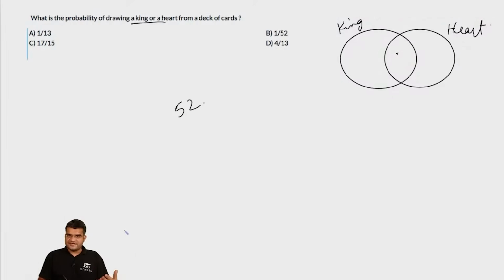Out of this, how many kings are there? The number of kings will be exactly equal to 4. And out of this, how many hearts are there? There are exactly 13 hearts. Now, how many are both a king as well as a heart? There will be only one, which is the king of hearts.